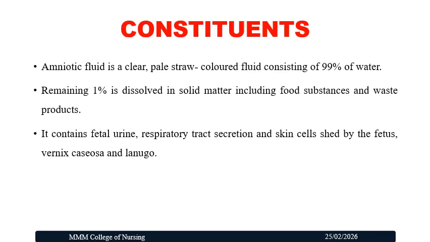The constituents are the things which are present in the amniotic fluid. When you look at the amniotic fluid, it is a clear, pale, straw colored fluid consisting of 99% water only. The remaining 1% is dissolved solid matter including food substances and also waste products. Within this 1% it contains fetal urine, respiratory tract secretions, skin cells shed by the fetus, vernix caseosa and lanugo.